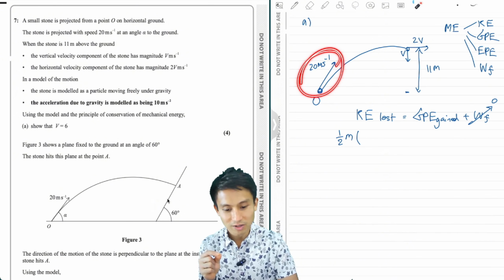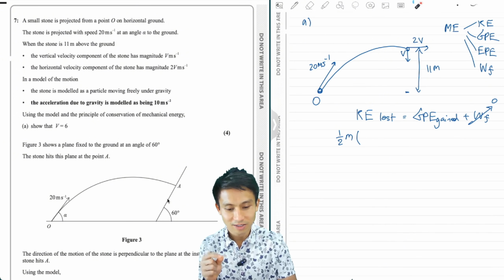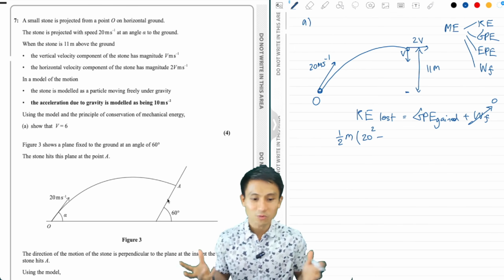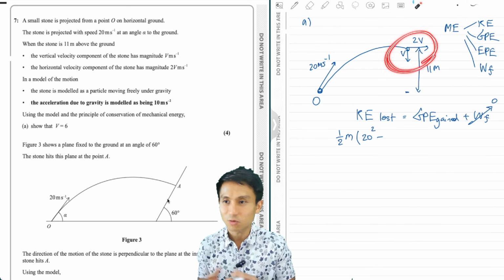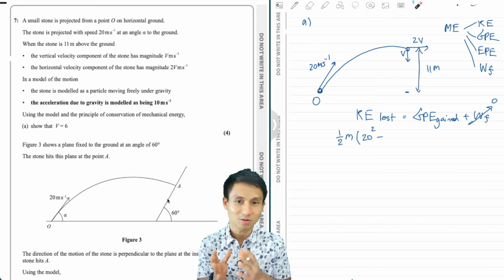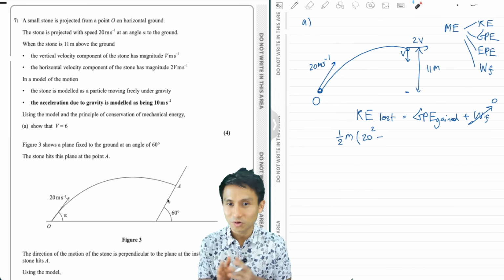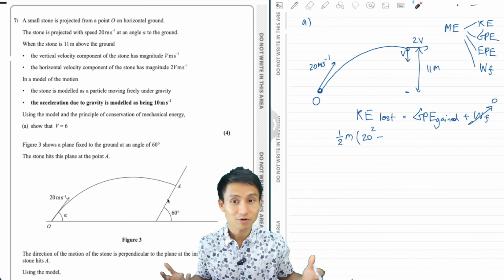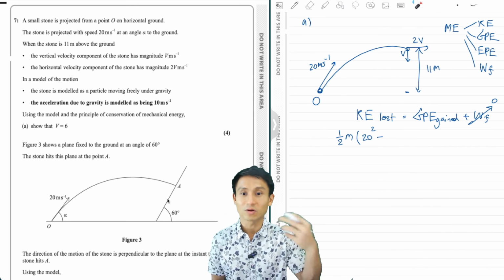This one should be greater kinetic energy here. Yeah, so we're going to do 20 squared minus... Now, how do we deal with the point here where we don't know much about anything, but we know that each component is V and 2V respectively? Well, we can separately calculate the vertical and horizontal components.